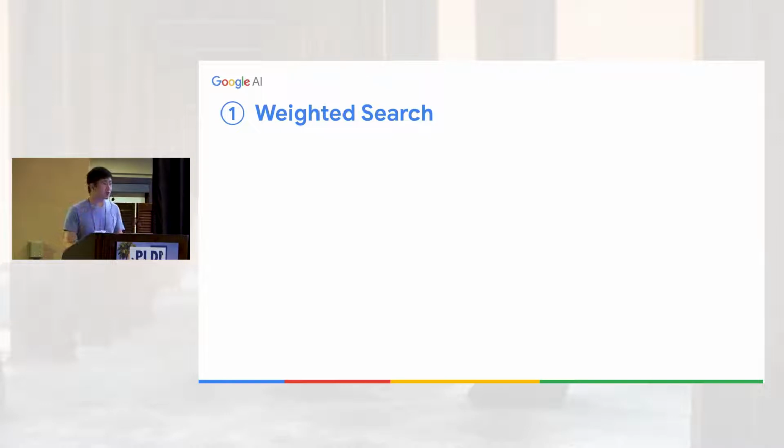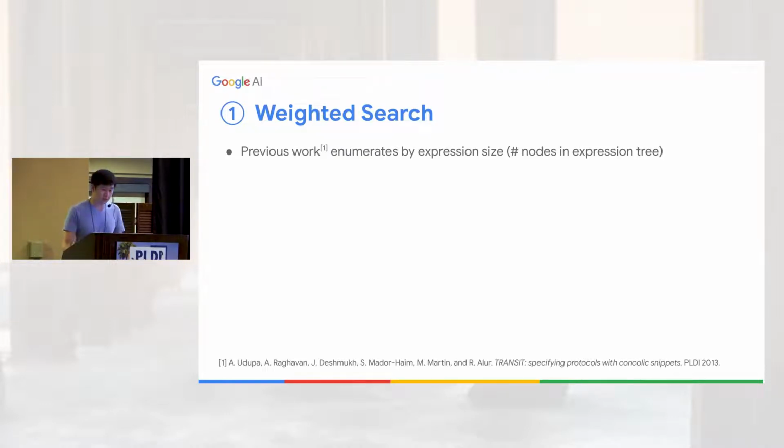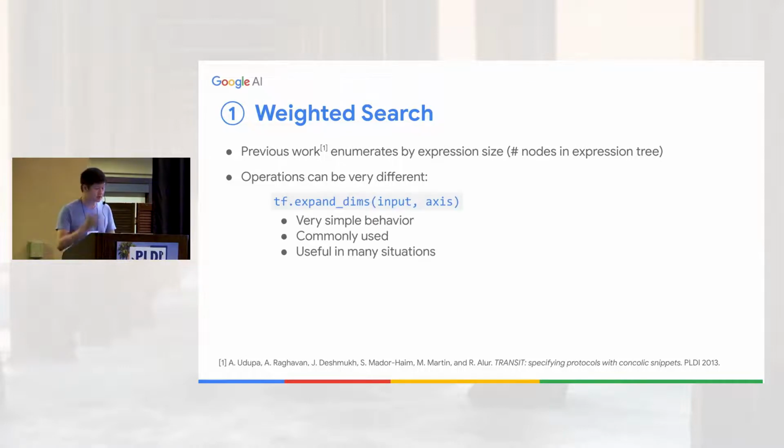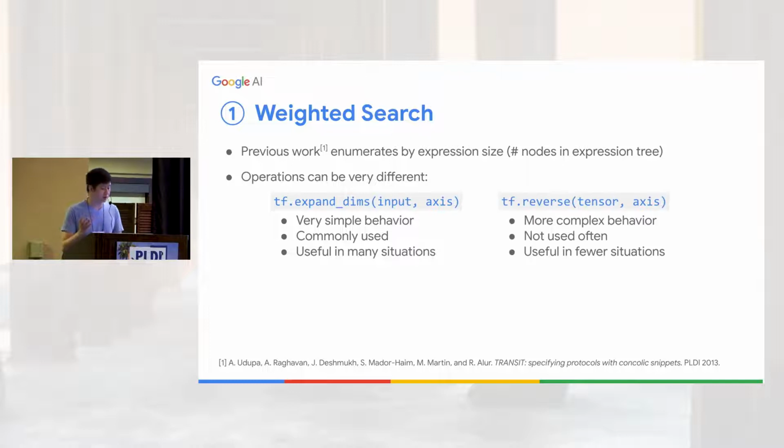So TF-Coder uses a weighted search. This is in contrast to previous work, which enumerates programs in order of increasing size, which is the number of nodes in the expression tree. However, if we only consider program size, then we're effectively treating each operation the same because they all contribute one node to the size. But we observe that operations can be very different. For example, the tf.expanddims operation is very simple. It just adds a new dimension to a tensor. It's very commonly used and useful in tons of situations. On the other hand, tf.reverse has more complex behavior and is only useful in more niche scenarios.